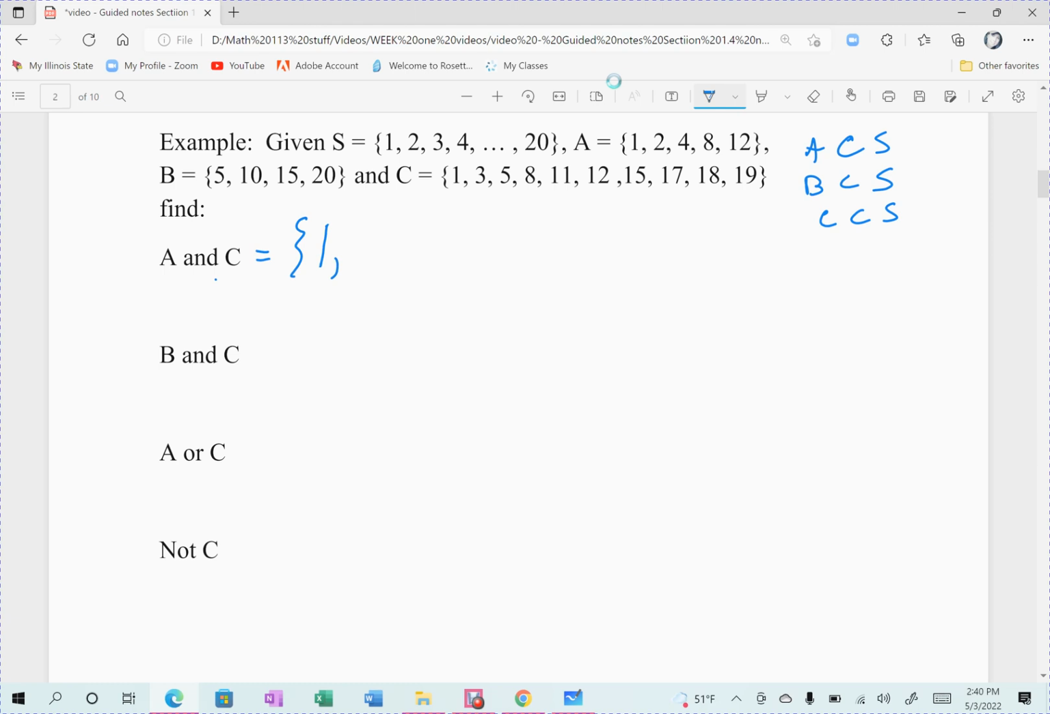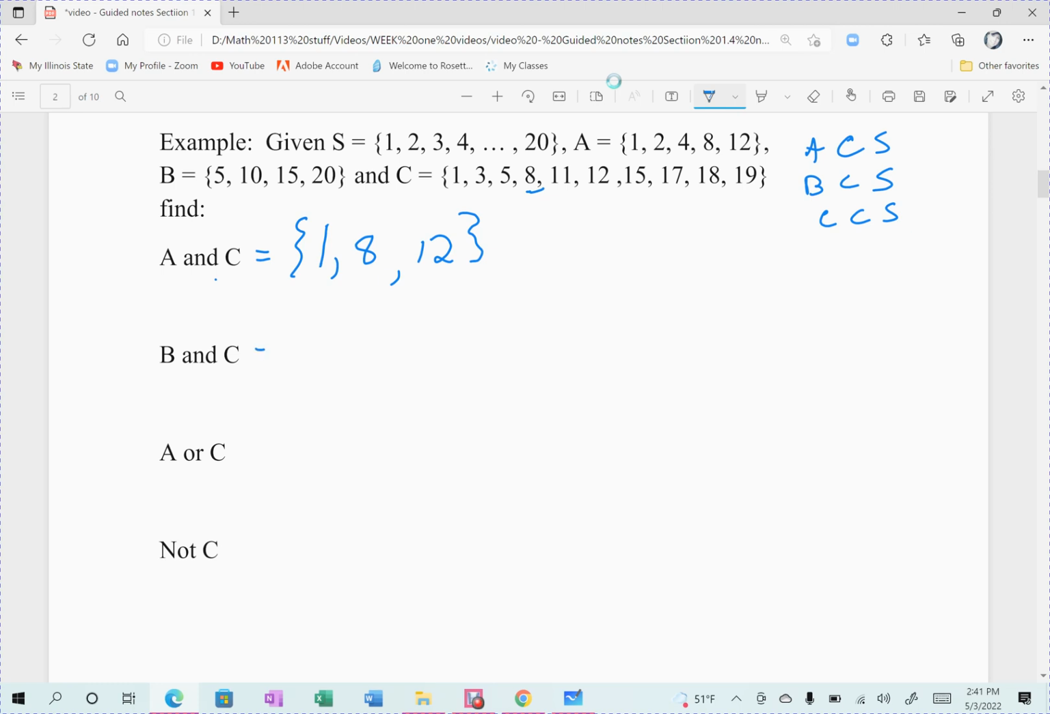2 is not in C, so I don't include it. 4 is not in C, don't include it. 8 is in C, so I do include it. 12 is in C. So again, the numbers 1, 8, and 12 are in both groups A and C. And so that's my new group, where my numbers come from A and C.